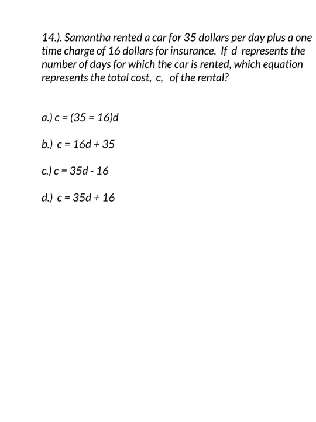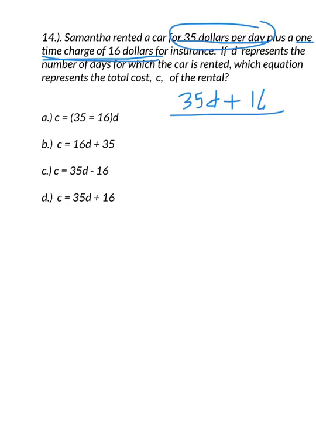All right, last question. Here we go. We got this. Samantha rented a car for $35 a day, plus a one-time charge of $16 for insurance. That's easy. Per day, $35. It's going to be $35 per day, plus a one-time charge of 16 bucks. Now, just by looking at that, this is the equation I got. Does anything here match up over here? Let's see. Right here. That matches up.